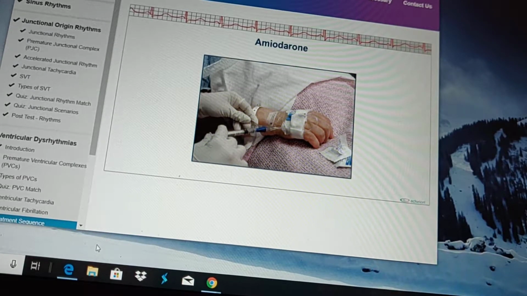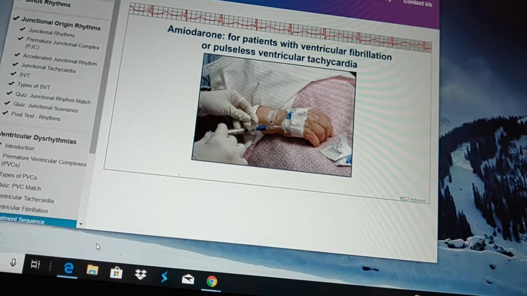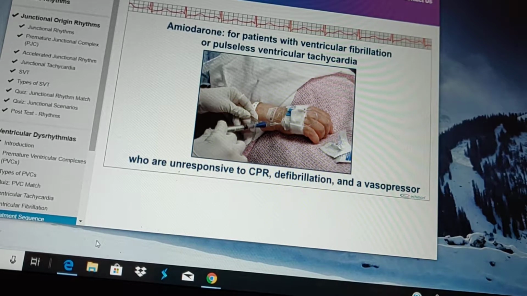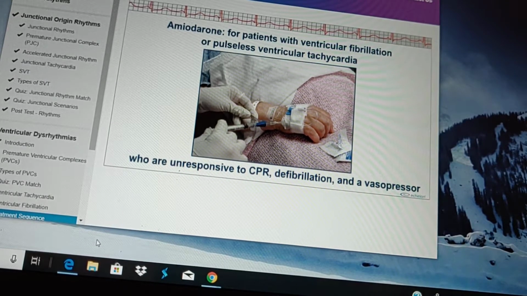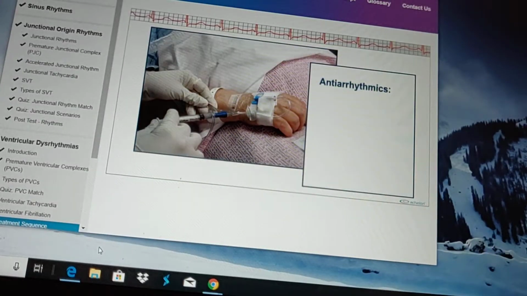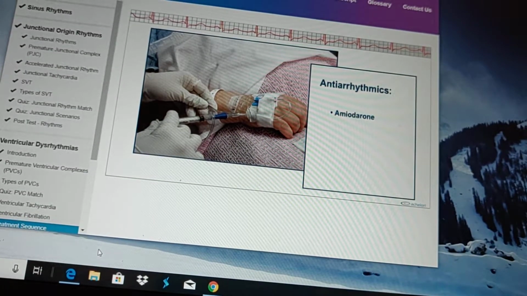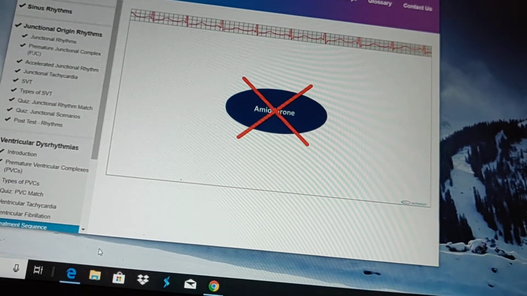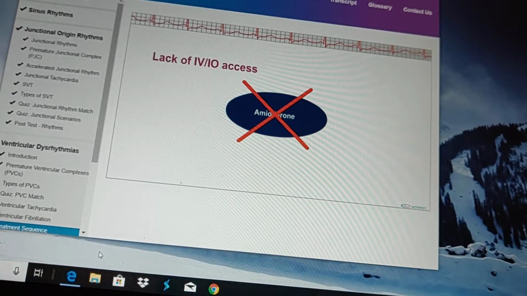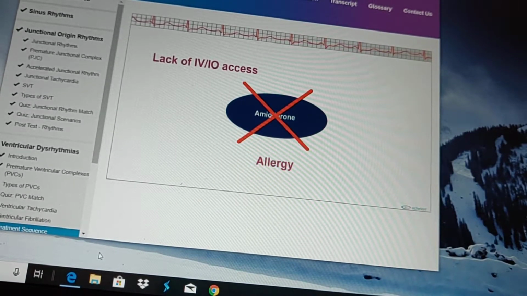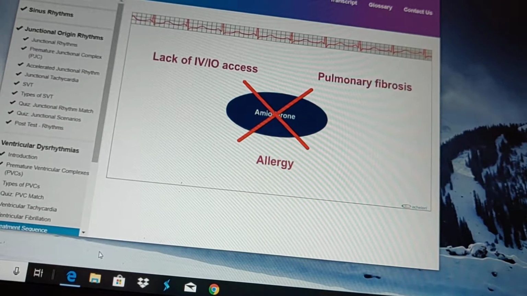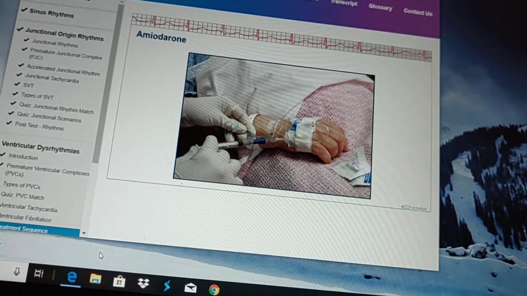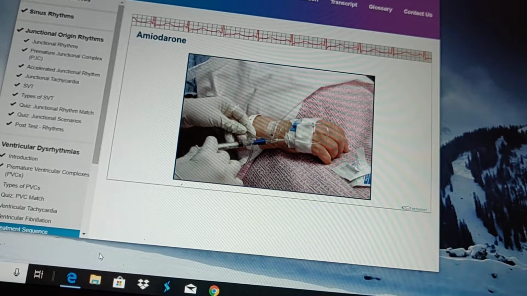Amiodarone may be administered for patients with ventricular fibrillation or pulseless ventricular tachycardia who are unresponsive to CPR, defibrillation, and a vasopressor. Effective antiarrhythmics include amiodarone, lidocaine, and magnesium. Reasons not to give amiodarone would include a lack of IV IO access, patient allergy to the medication, or severe pulmonary fibrosis. IV access is the only way to administer amiodarone because it is a very thick substance.